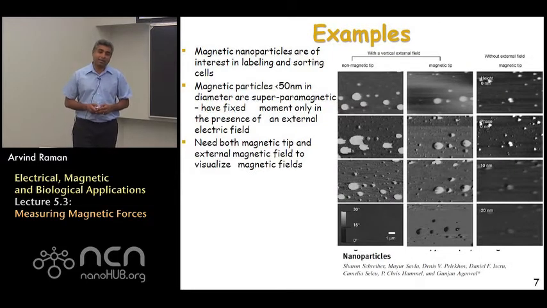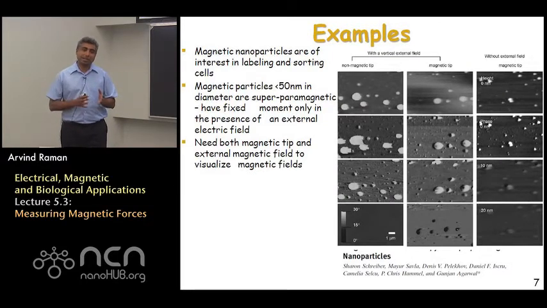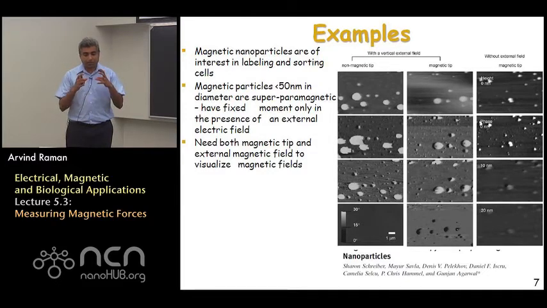And finally, I'd like to demonstrate an example where magnetic force microscopy is being used towards applications in biology. These days there's a lot of interest in magnetic nanoparticles. These are particles that typically have diameters less than 50 nanometers or so and are being used for all sorts of applications, from labeling cells, tagging cells, cell sorting, to actually being used for novel cancer therapy methods and so on.